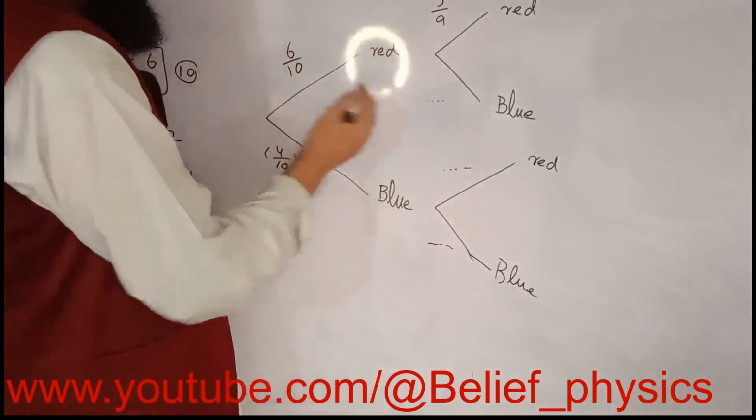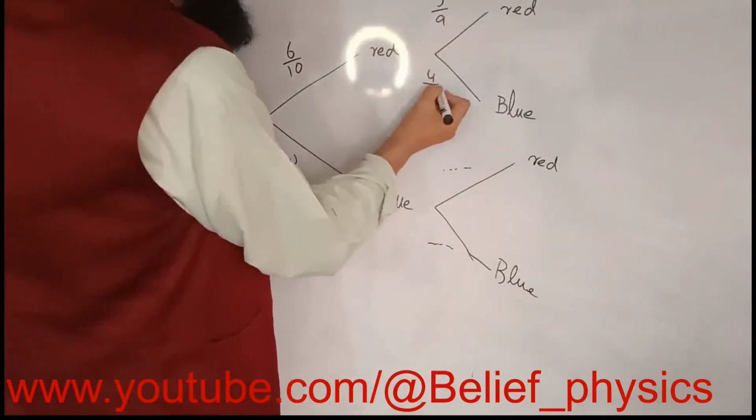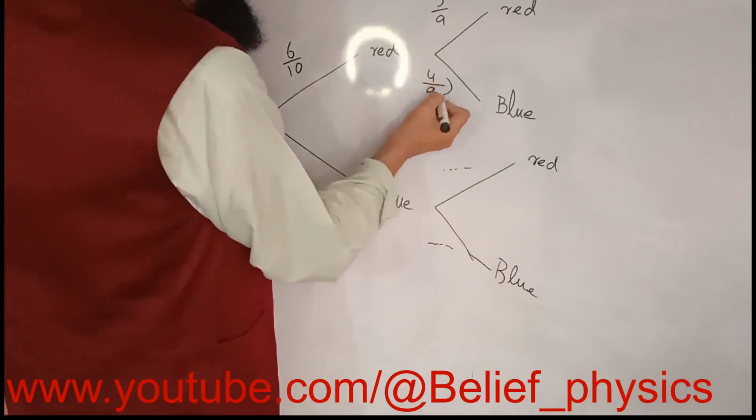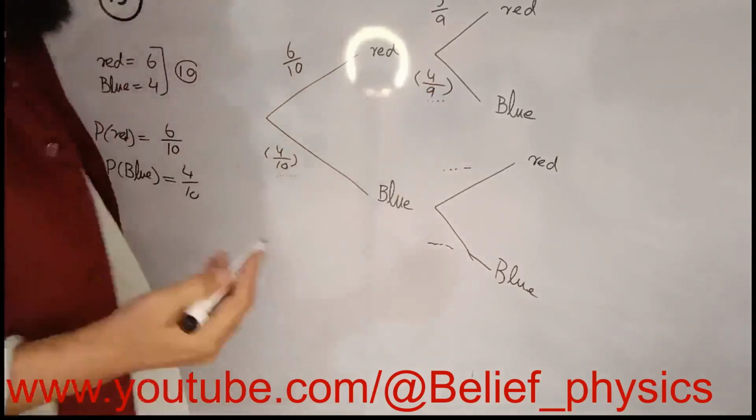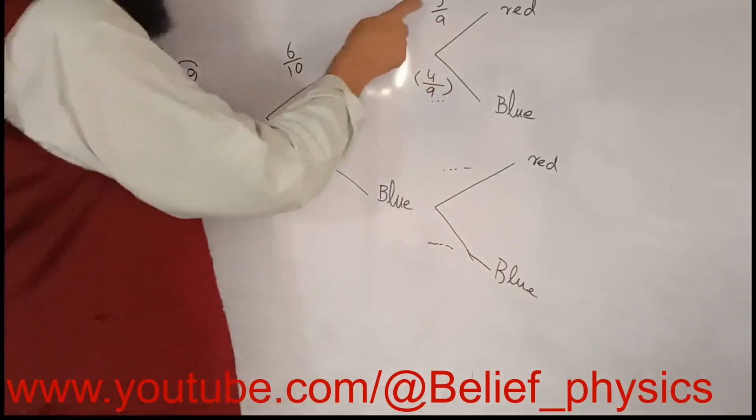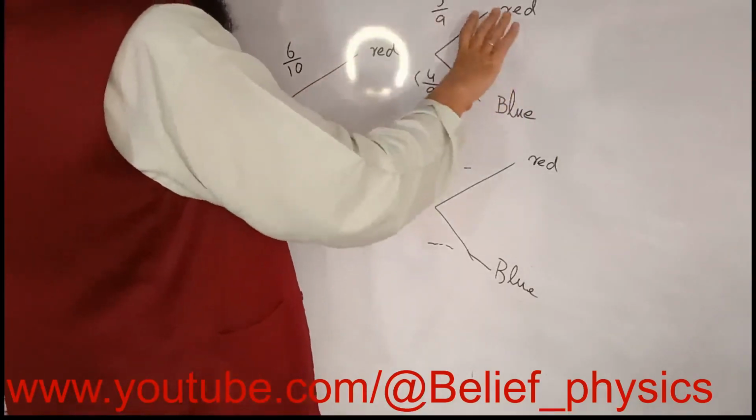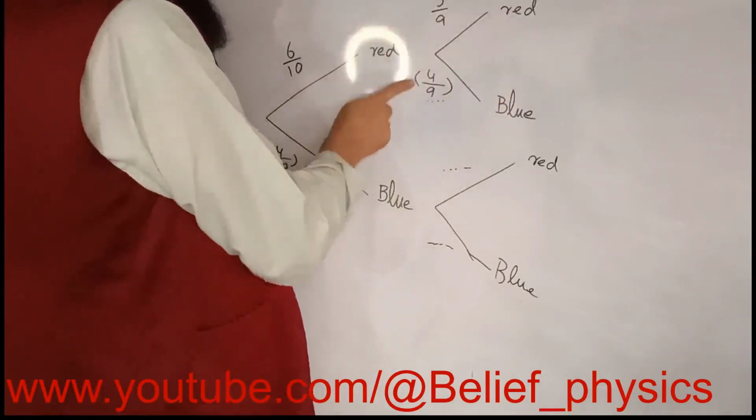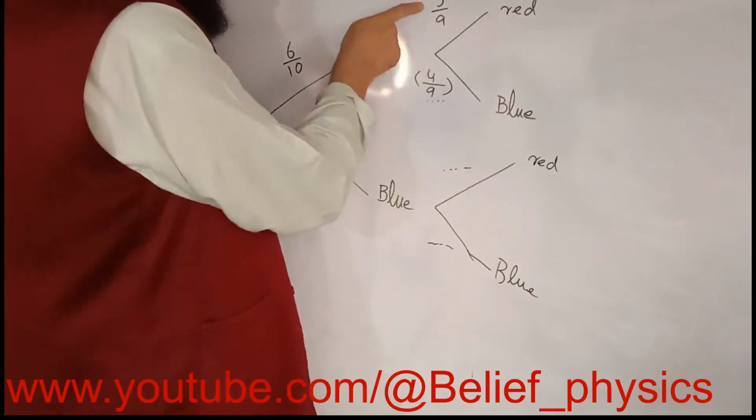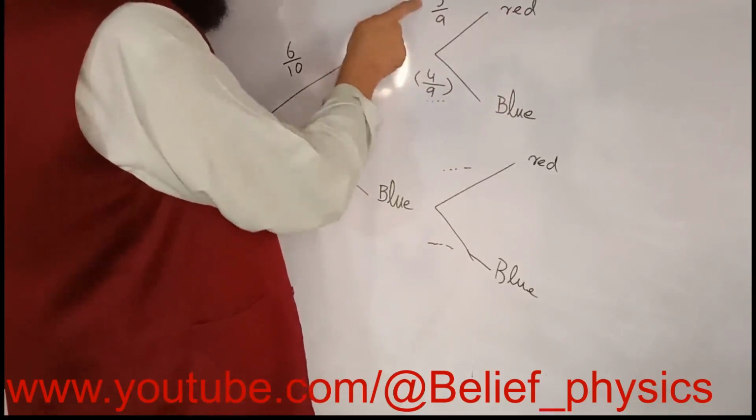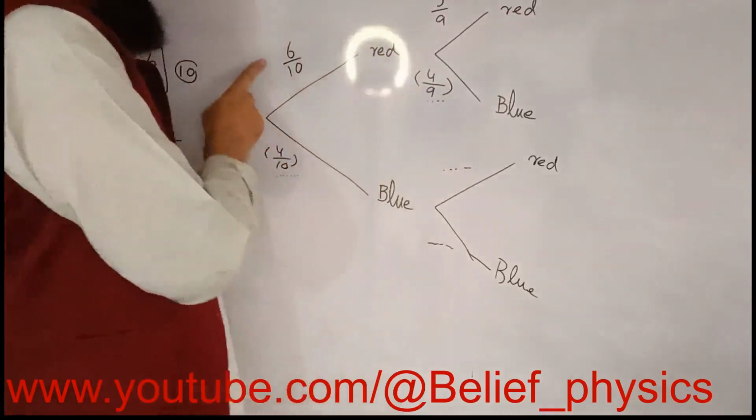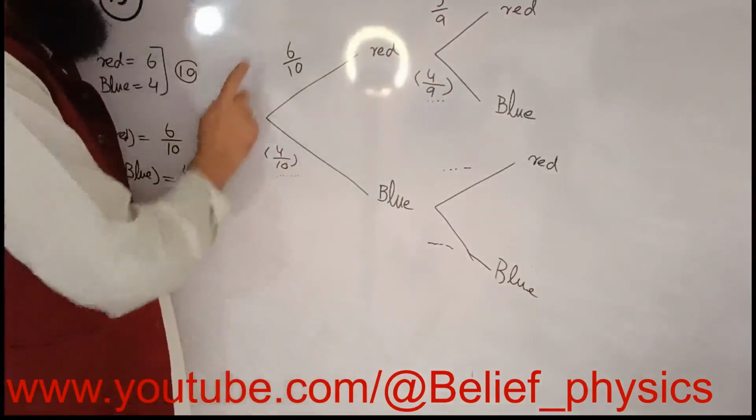Initially there were 4. Therefore, it will be 4 over total. Total is now 9. 4 over 9. You can check your answer. If you add these two probabilities in any two branches of the tree, then this will equal 1. For 5 over 9 plus 4 over 9 is equal to 1.